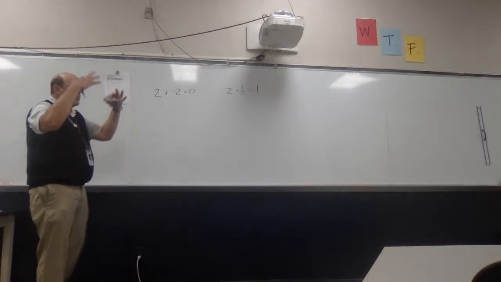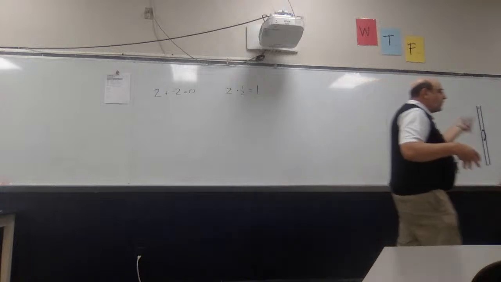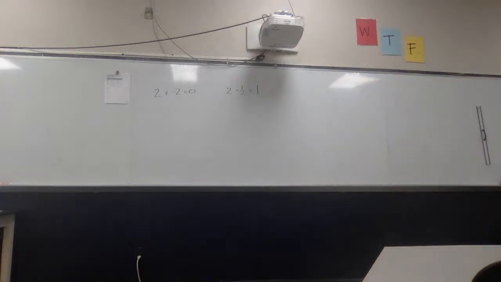Closure means you get a real number out. You do the math, you get a real number out. You add 2 numbers, or you multiply 2 numbers, and you get a real number. That's the closure property. Cool?